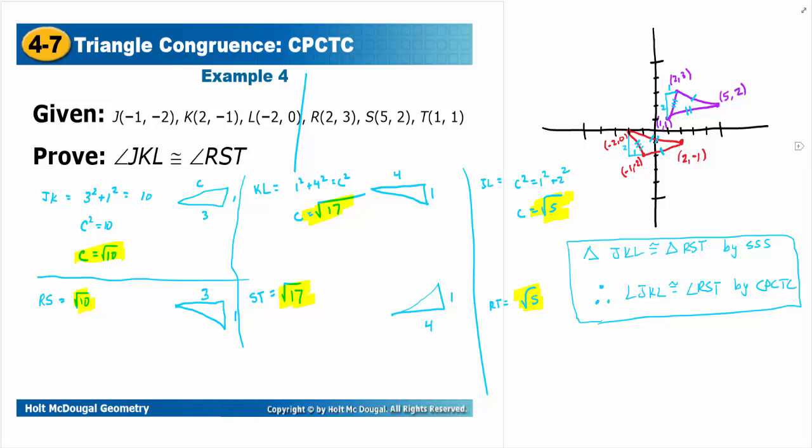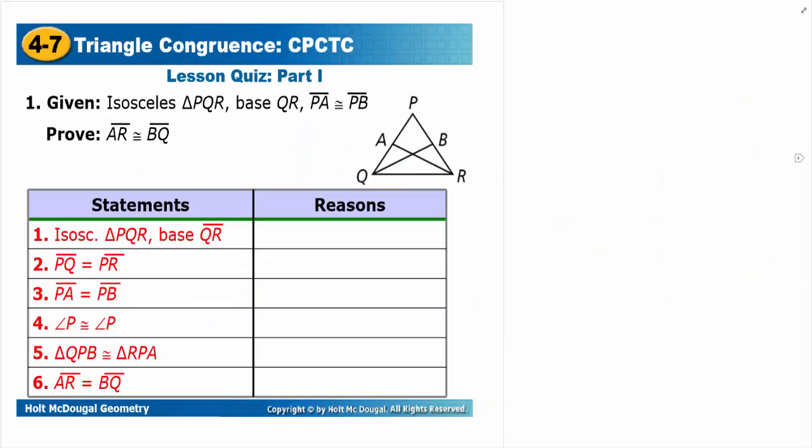Applying CPCTC, it's a lot of review, as you can see, of things we've learned in this chapter and in the previous chapters with our converse theorems. So from here we got our lesson quiz. The first one is just filling in the reasons. Again, we're trying to prove that our two segments are congruent, so you should know the last step, CPCTC. You better get that, I just gave it to you.